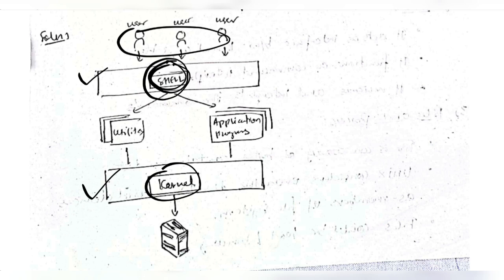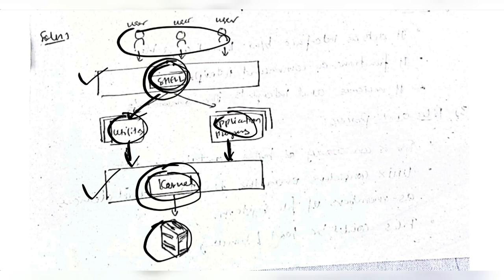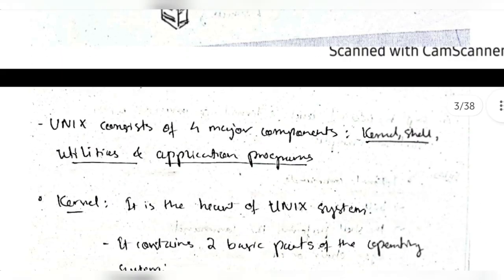Then the shell directly does not communicate with the kernel. Shell will use those commands to act on the utilities, means utility files are there, and the application programs. It will act on the utilities as well as the application programs. And then the result that is needed to be fetched from the core memory will be accessed by the kernel. And the kernel contacts the CPU. So this is the diagram which you have to make, then explain each of these points.